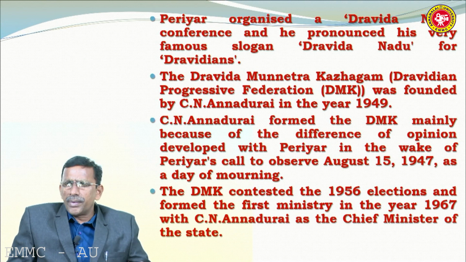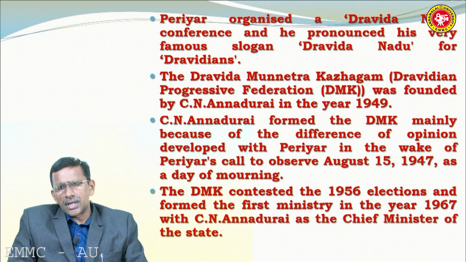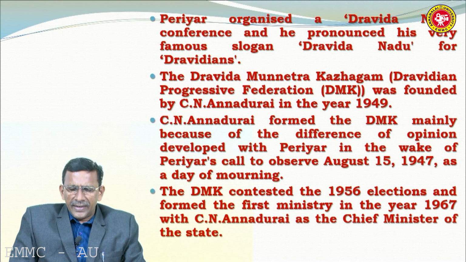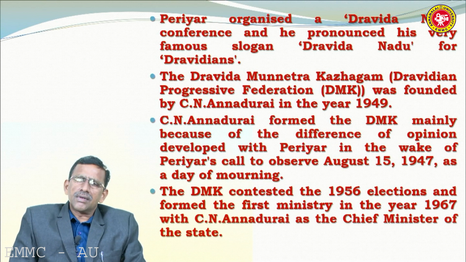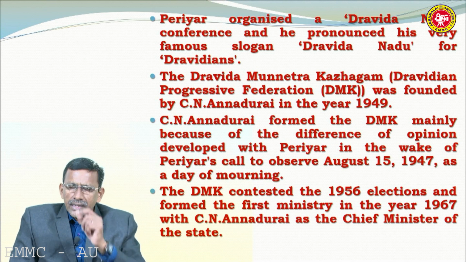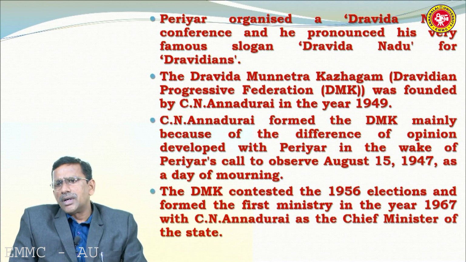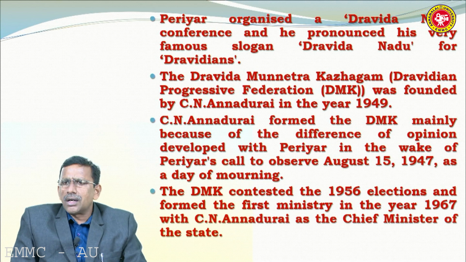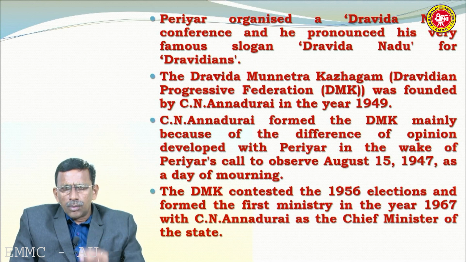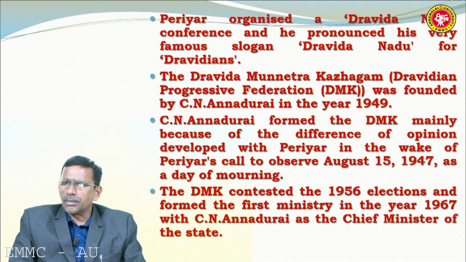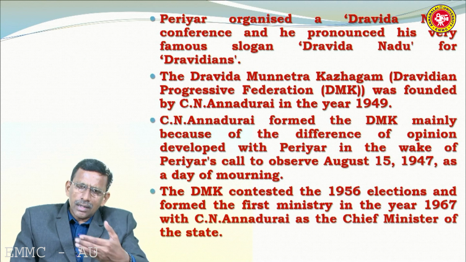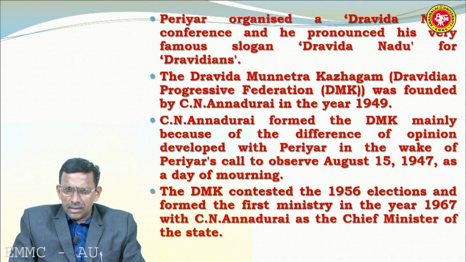With differences and discontent developing between Periyar and Annadurai, finally, Dravida Munnetra Kalagam was founded by C.N. Annadurai in 1949. So, you should remember and keep that in your mind. After that, Annadurai, being a democratic leader, conducted a public opinion poll within the political party, within the Dravida Munnetra Kalagam DMK. Should the DMK contest in the election? Whether we should enter into politics very actively.